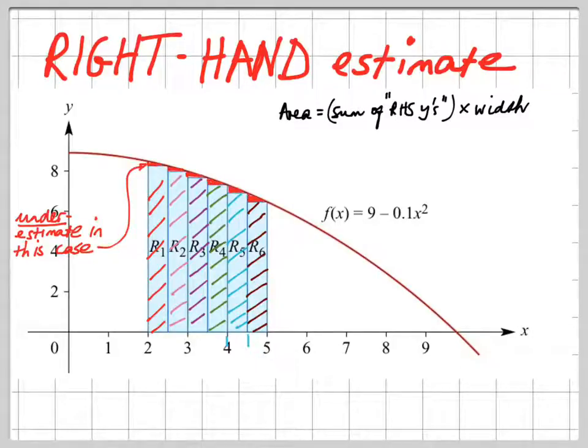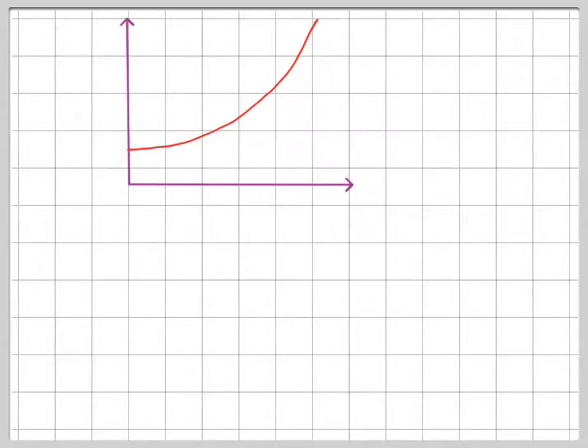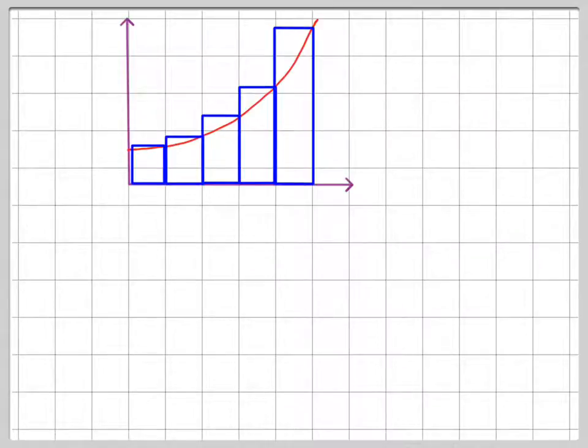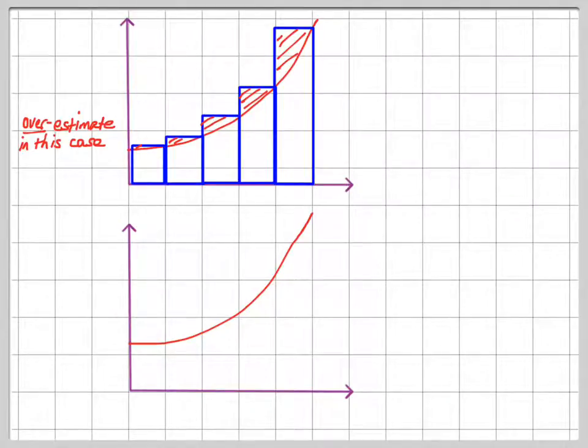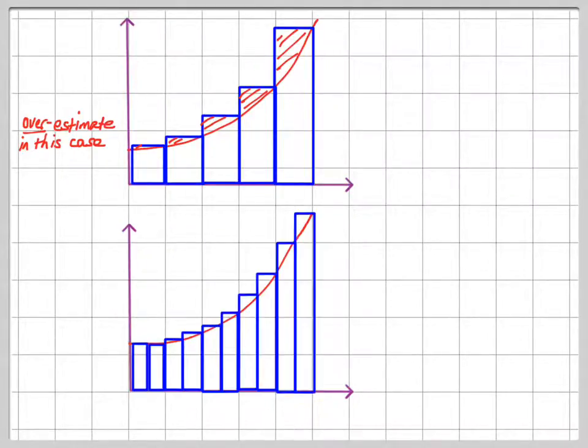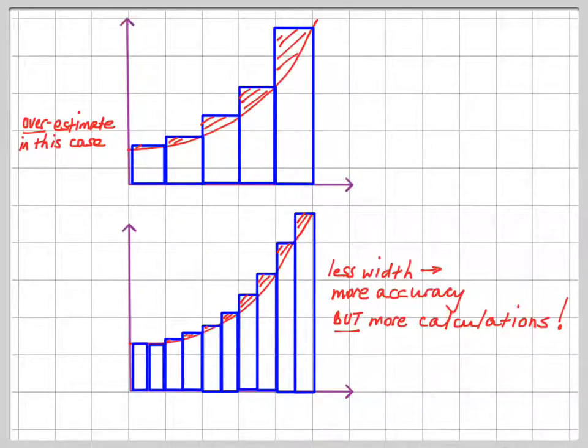And as I said last time when we did this presentation a few sessions ago, in this instance a right-hand estimate for a concave up curve is an overestimate, the opposite to what the left-hand estimate was, and that's the overestimate. We can lessen the severity of our overestimate by making the rectangles skinnier, and that's what we were doing, wasn't it? Remember? Yeah, so less width means more accuracy but more calculations.